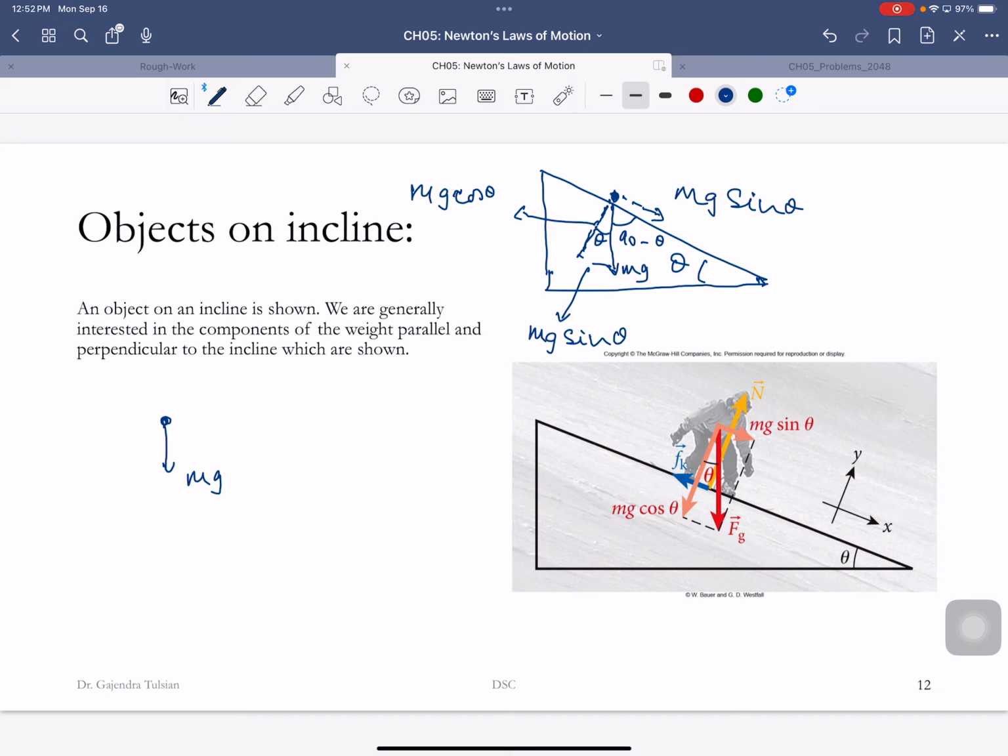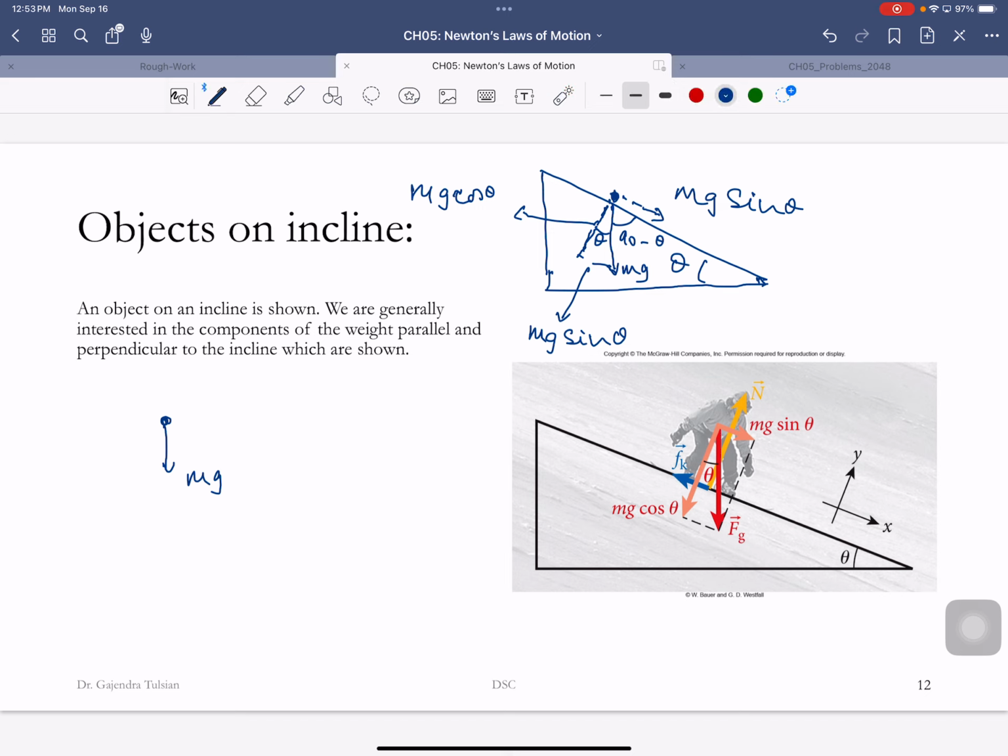All right, so that's what you want to remember. So for instance, see, this thing makes sense. If theta were 0, sine 0 would be 0, and there would be no force accelerating you down the incline, because that would be a horizontal surface. If theta is 90 degrees, sine theta is 1, and you're just falling down vertically.